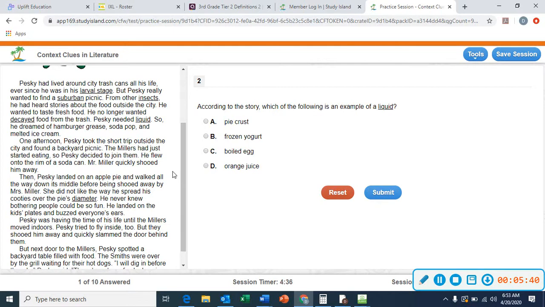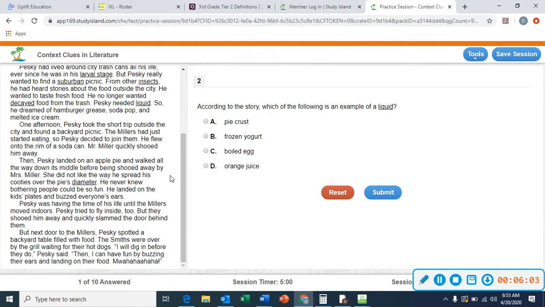One afternoon, Pesky took the short trip outside the city and found a backyard picnic. The Millers had just started eating, so Pesky decided to join them. He flew onto the rim of a soda can. Mr. Miller quickly shooed him away. Then, Pesky landed on an apple pie and walked all the way down its middle before being shooed away by Miss Miller. She did not like the way he spread his cooties over the pie's diameter. He never knew bothering people could be so fun.